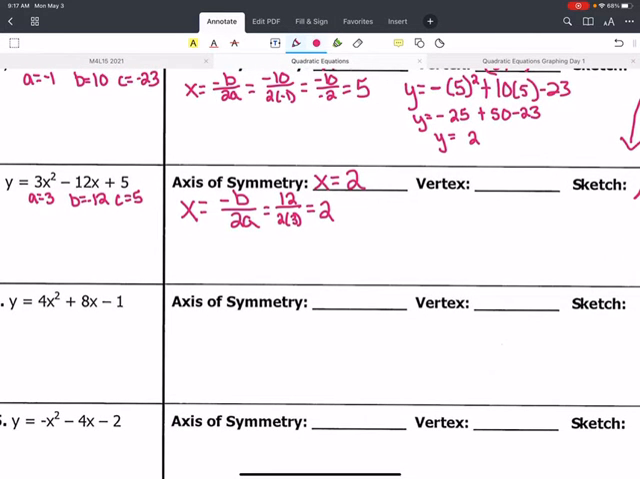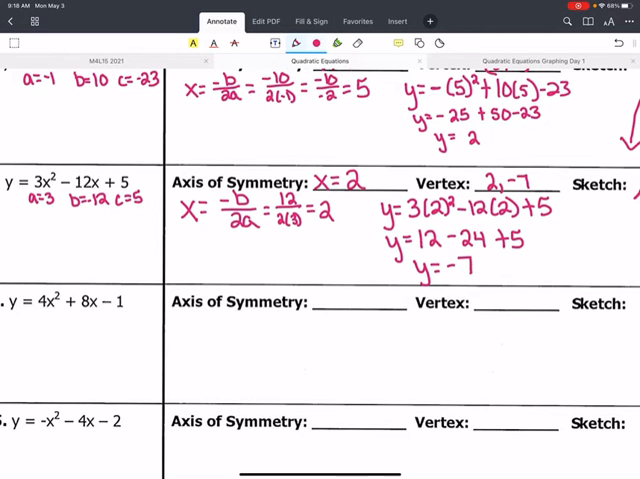Then to find my vertex, I take my original equation. Anywhere I see an x, I put in a 2. So 2 squared is 4, and 3 times 4 is 12. Negative 12 times 2 is negative 24. And I still have that plus 5. When I do that math, I get y equals, let's see, negative 7. So my vertex is at 2, comma, negative 7.